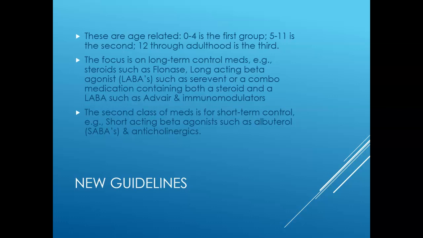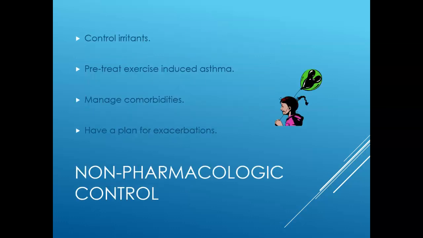Those examples would be Serevent, or a combination medication, which contains both a steroid and a LABA. Those would be Advair, or immunomodulators. The second class of meds is for short-term control, the short-acting beta agonists, which we see quite a bit, and those are the SABA or albuterol. So those are some that you might see the children are getting.